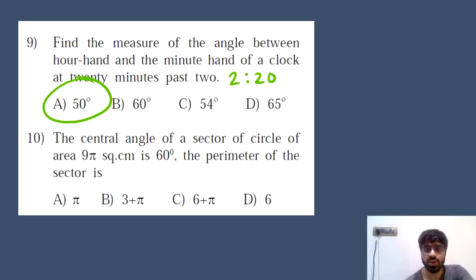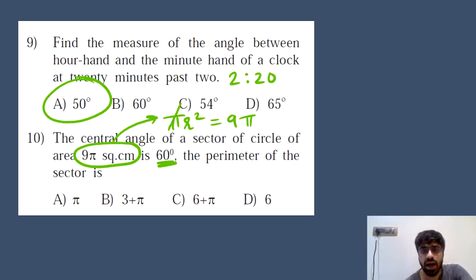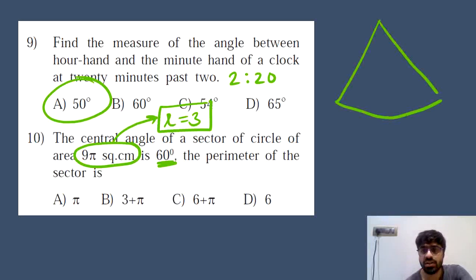Okay. So the 10th one: the central angle of a sector of a circle of area 9 pi centimeter square is 60 degrees. 9 pi is the area of the circle. If the area of circle is 9 pi, I can say pi r square would be 9 pi. R square would be 9 and radius of the circle is ultimately 3. So by giving you area, they are basically giving you the radius of the circle. The central angle has been given to you as 60 degrees. So this being 60 degrees, the radius being 3. They are asking you the perimeter of the sector.